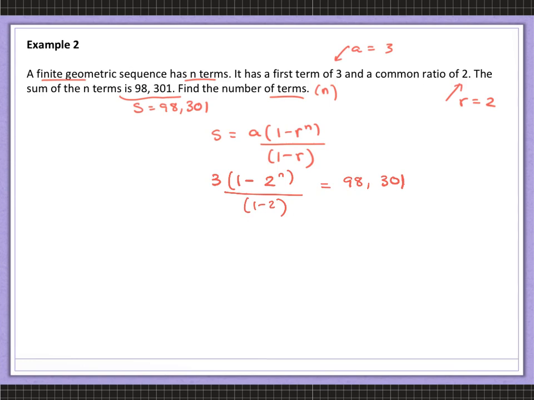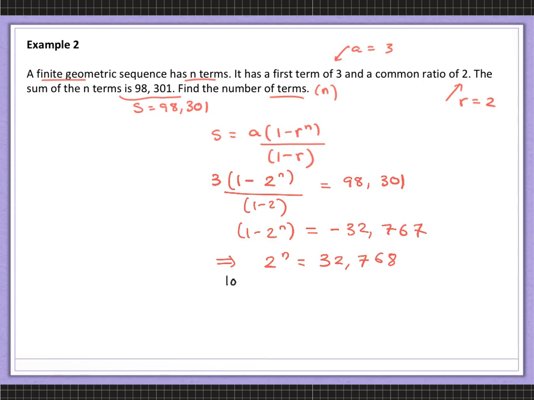So simplifying this, we can work out that 1 minus 2 to the power of n is equal to negative 32,767. So we can rearrange this to give us 2 to the power of n is equal to 32,768. And again, I'm going to solve this using not log to the base 2, even though that would work in this case. I am going to solve it using log to the base 10.